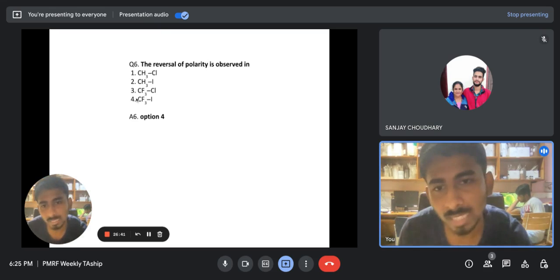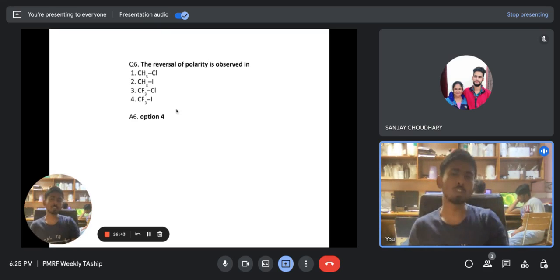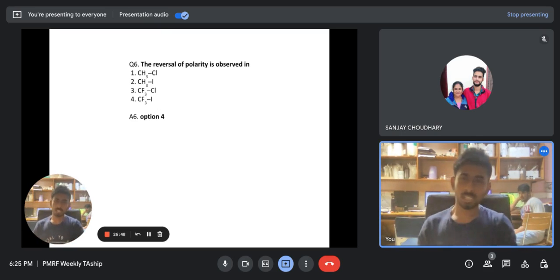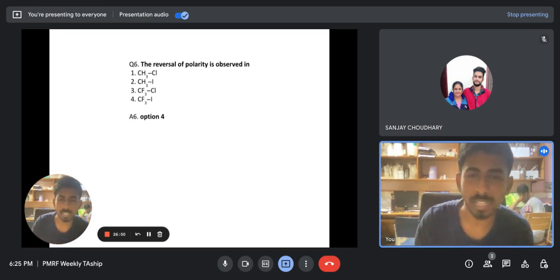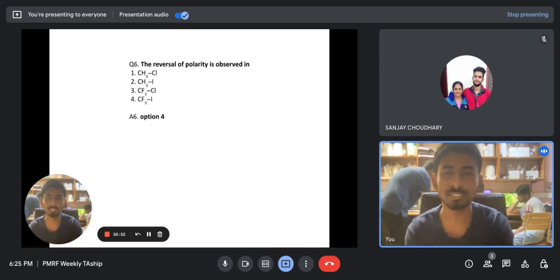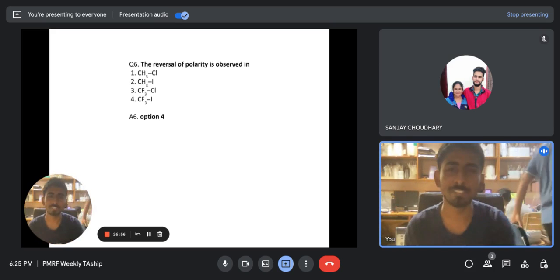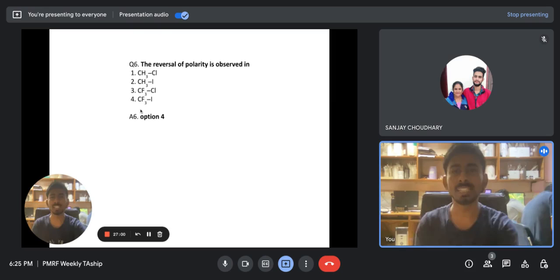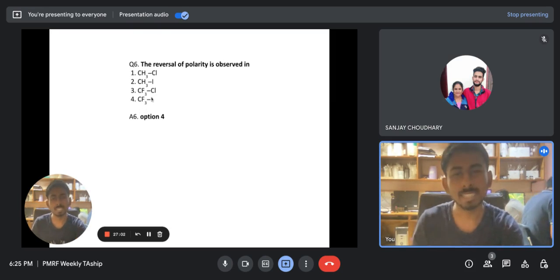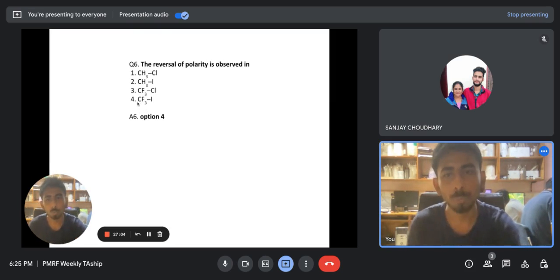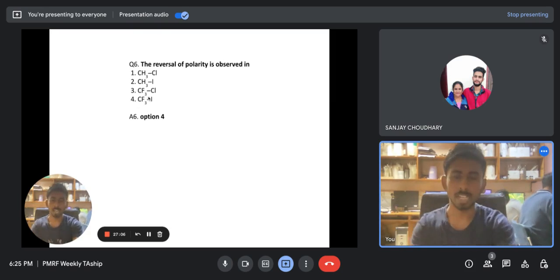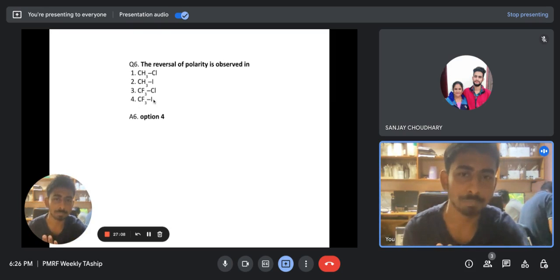And unlike the normal situation in methyl iodide, this CF3 has a delta negative charge on it, and the iodine has a delta positive charge on it, because iodine is more electropositive in nature than the CF3 group. That's why in case of CF3I, instead of writing delta positive on carbon and delta negative on iodine, we write delta negative on carbon and delta positive on iodine.